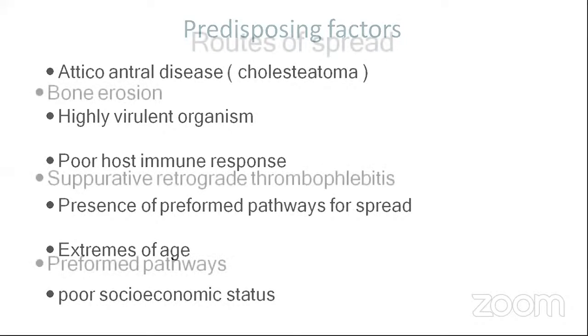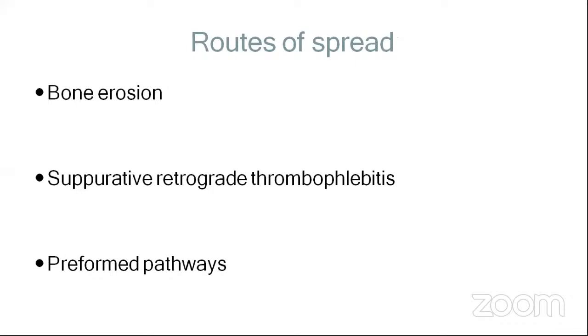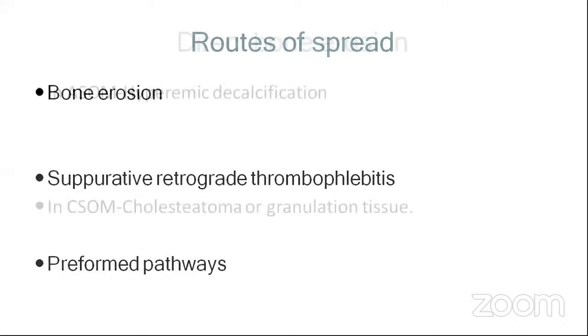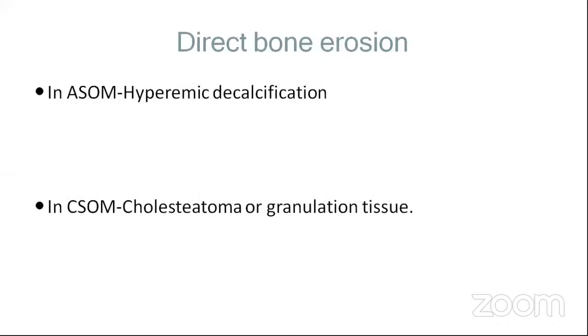So the routes of spread can be either by bone erosion, or by suppurative retrograde thrombophlebitis, or by the preformed pathways. Direct bone erosion occurs in acute suppurative otitis media by hyperemic decalcification, whereas in chronic suppurative otitis media, it is because of cholesteatoma or granulation tissue.